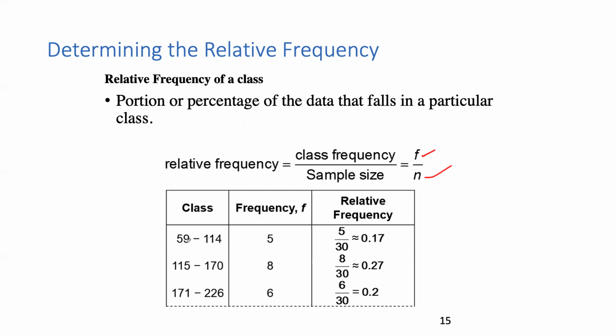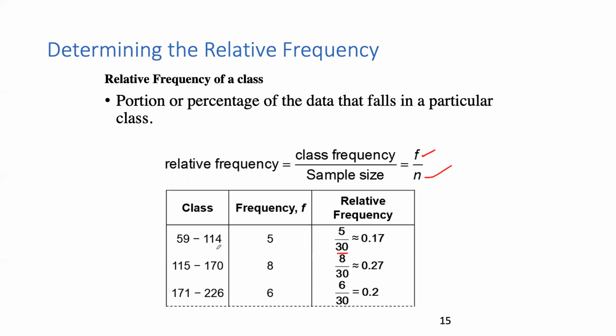So here you can see straight away that in the class between 59 to 114, of the 30 total entries that I have, 5 of them are in the first class. So the fraction or proportion of the data which falls into the first class is 5 over 30, or 0.17, right? So you can read this as a percentage as well. So if I multiply this by 100%, that tells me that about 17% of data is between this range 59 to 114.